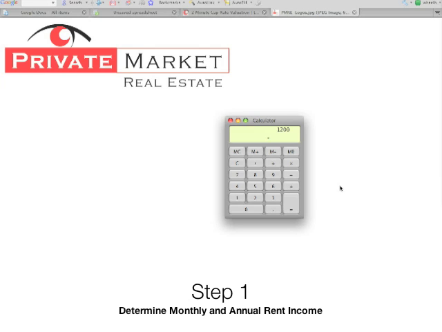I'm going to multiply that by 12 months, and that is going to arrive at an annual gross potential income, which is an industry term, gross potential income.